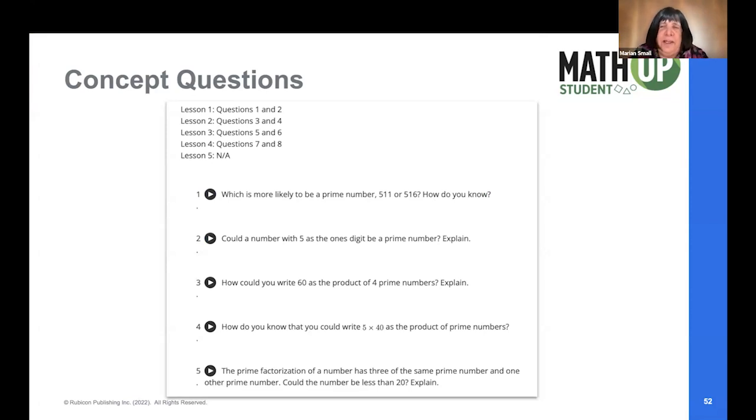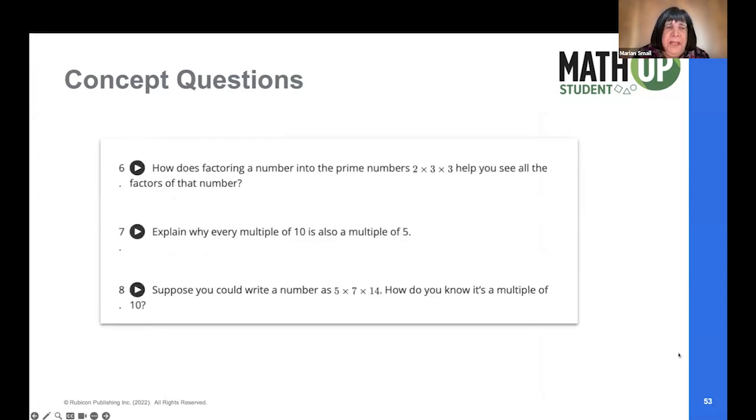So look at question 1. It doesn't say, is this a prime or not? It says, who's more likely to be a prime, 511 or 516? So does a kid know instantly 516 has no hope? And so it's going to be 511. So it's a different kind of question. Could a number with 5 as the ones digit be a prime? I want a kid to understand, usually not, but yeah, if it's 5. So those are more conceptual kind of questions.